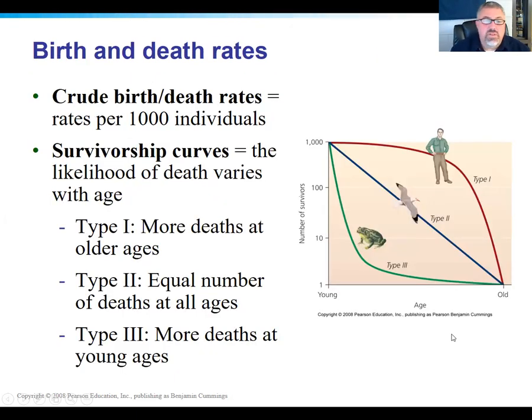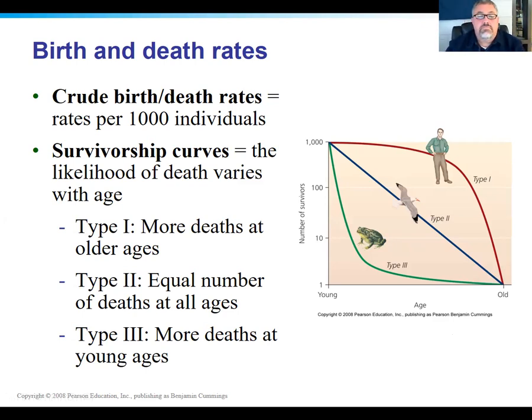So if we look at crude birth rate and crude death rate, what we're looking at is the number of births divided by the number of deaths per 1,000 individuals, right? So birth rates, number of births, right?